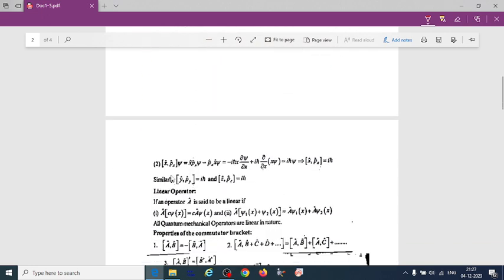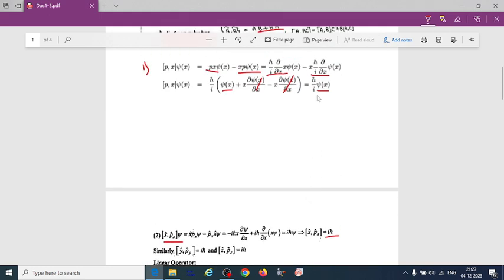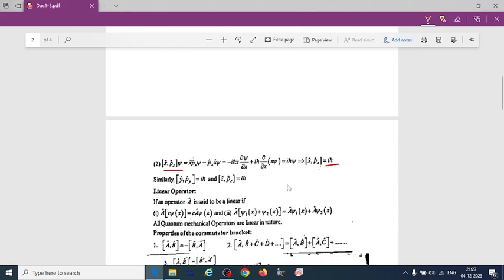Like that you can just reverse here, x comma p. Then you can have here x comma p, that is i h cross. Here you got negative i h cross, here plus i h cross. So like that you can write the commutation relation for y comma py and z comma pz.